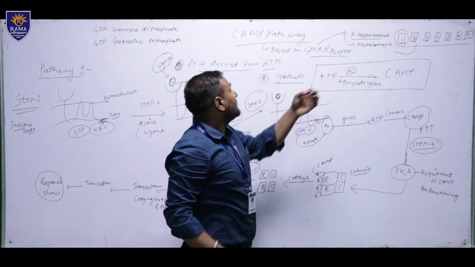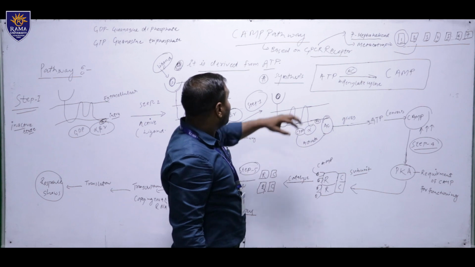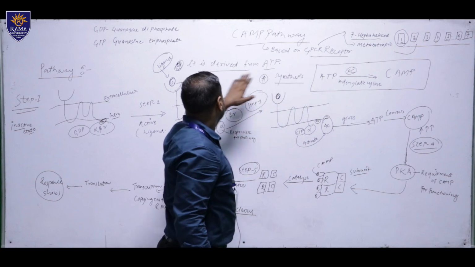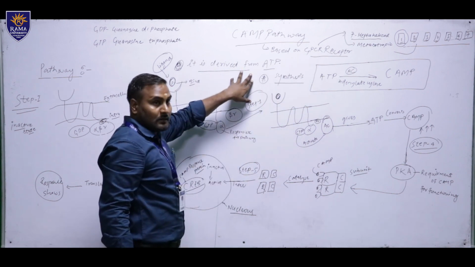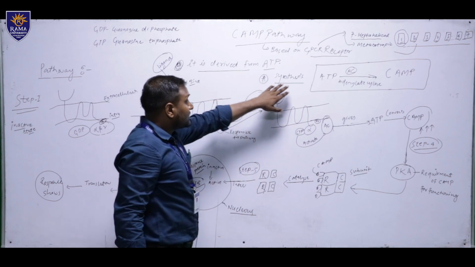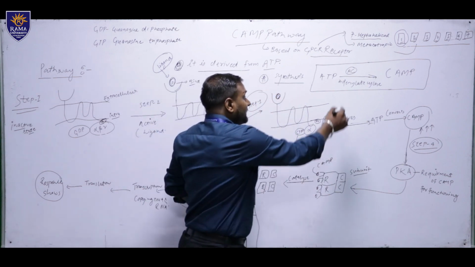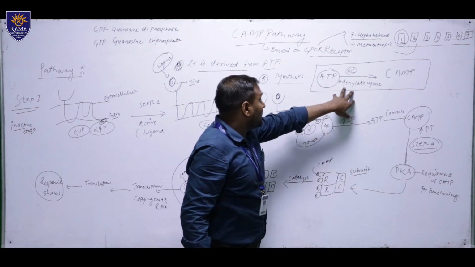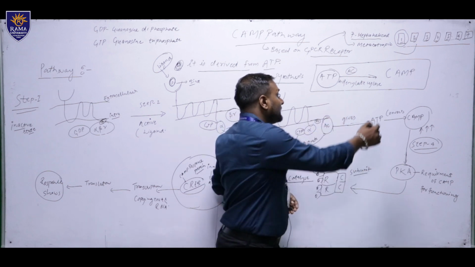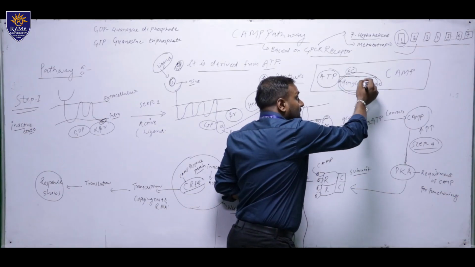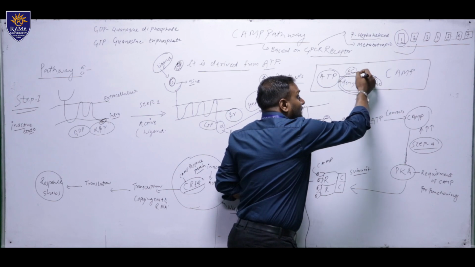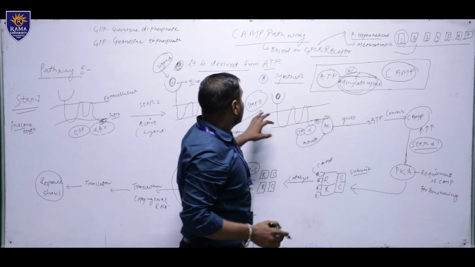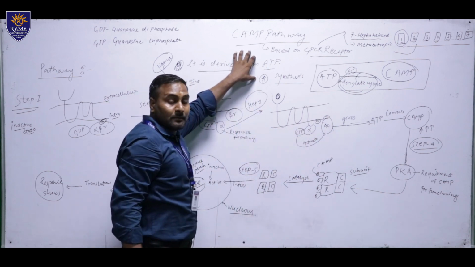It is also called a metabotropic receptor, and cyclic AMP is basically based on the GPCR mechanism. It is derived from ATP. The basic synthesis you can see here: ATP is an energy molecule which, in the presence of adenylate cyclase, is converted into cyclic AMP. So, that is the basic mechanism involved in the cyclic AMP pathway.